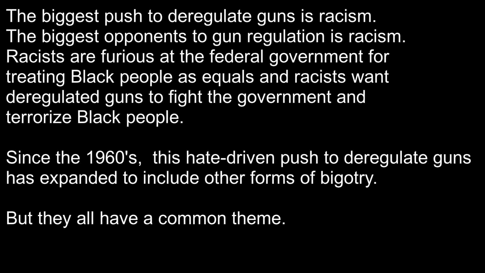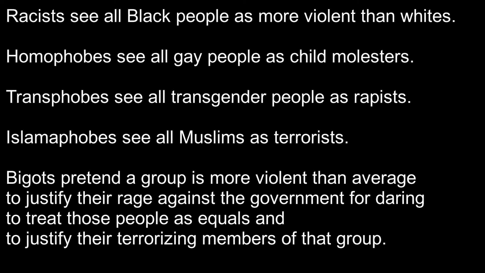Racists are furious at the federal government for treating blacks as equals, and racists want guns to fight the government. Racists want guns to terrorize black people. This hate-driven push to deregulate guns has expanded to include other forms of bigotry. But they all have a common theme. Racists see all black people as more violent, more criminal, than whites. Homophobes see all gay people as potential child molesters. Transphobes see all transgender people as potential bathroom rapists. Islamophobes see all Muslims as potential terrorists.